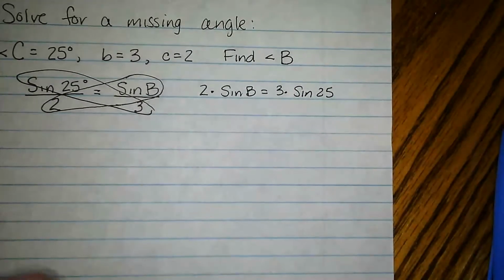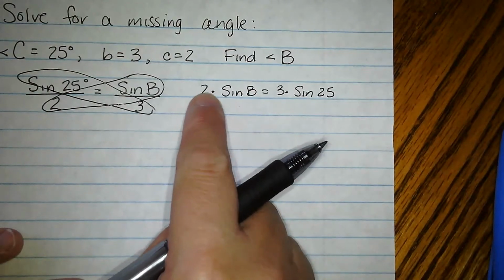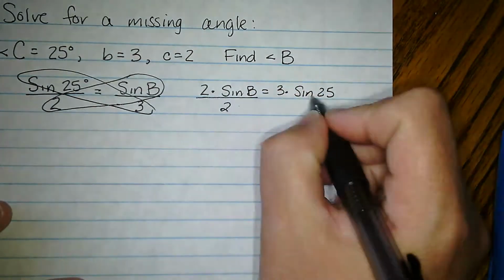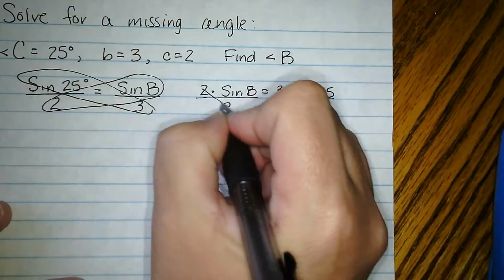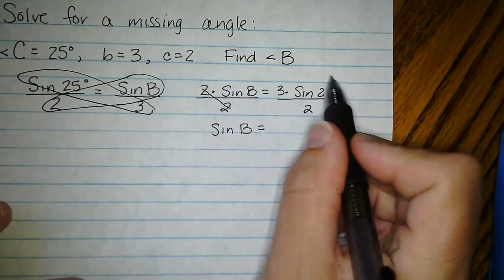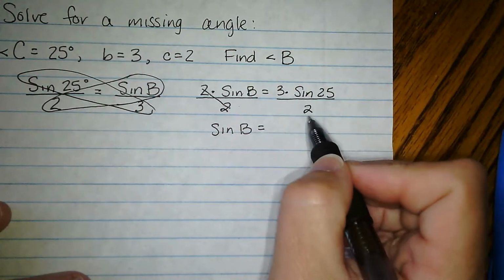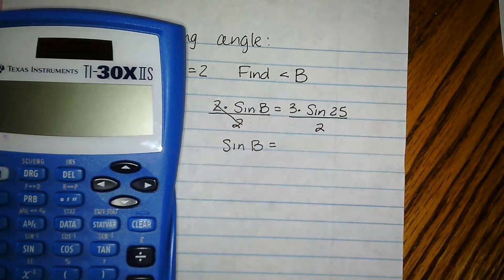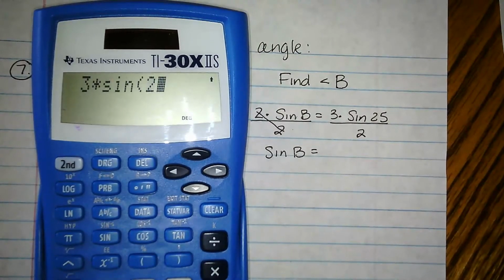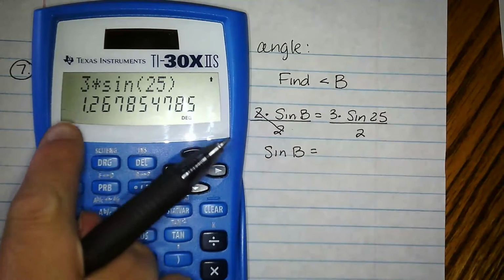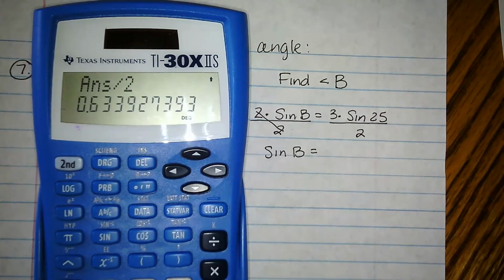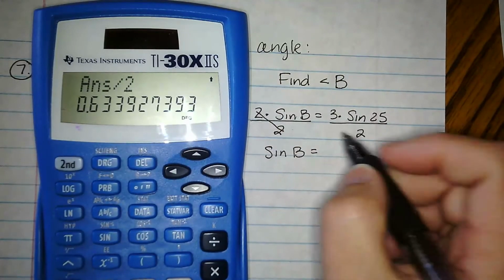Now again, I'm not using a calculator yet. I want to isolate the B. So I have to get rid of the 2 first because that's being multiplied. So we're going to divide both sides by 2. And this is where I hit the calculator. So I need to calculate the entire top and then divide by 2, and I'm going to keep that decimal, okay? So I'm going to do 3 times the sine of 25. I'm going to get that whole thing, and then I'm going to divide by 2 and keep the whole thing, okay?